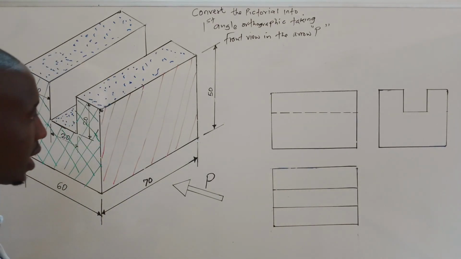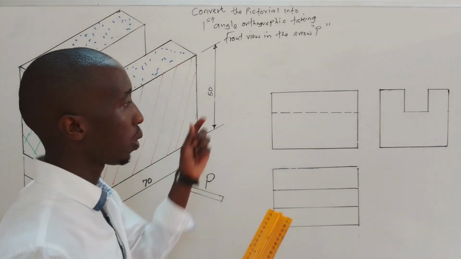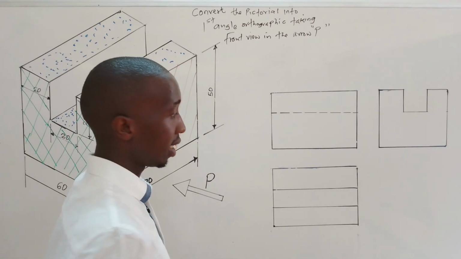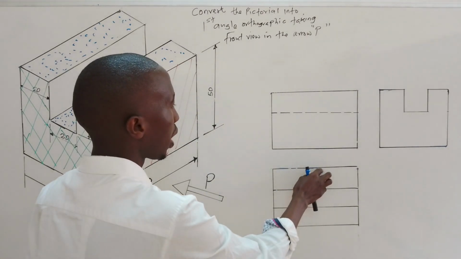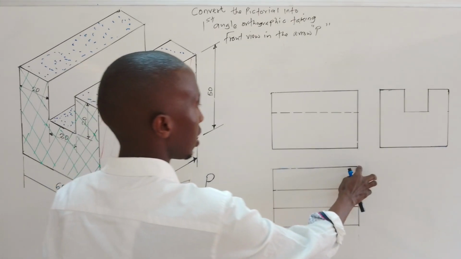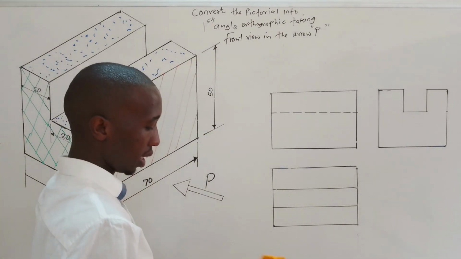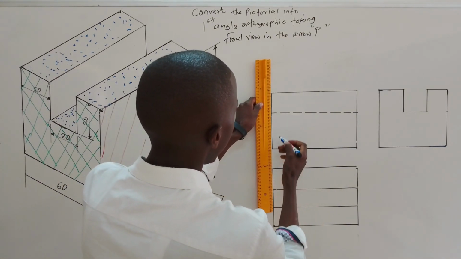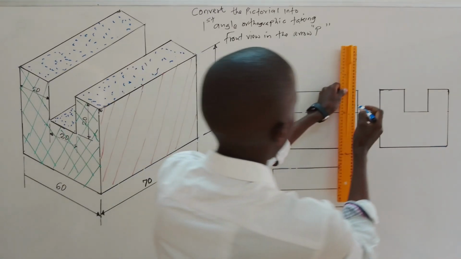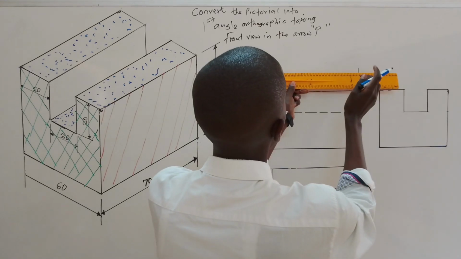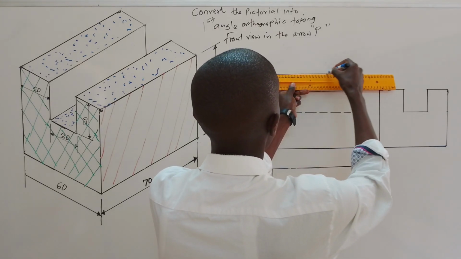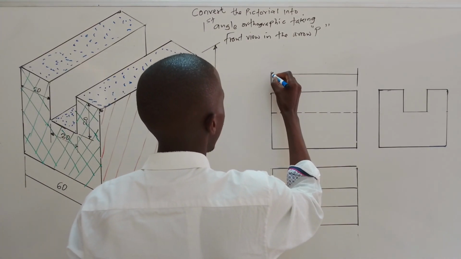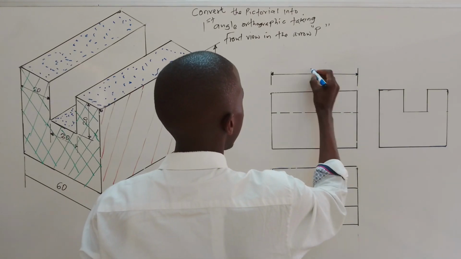Now we can dimension it very fast. Now you realize that in this drawing we have some lines which share the same length. So we will not repeat the dimensions on the same drawings. So we will have this 70. Maybe I will just dimension it here. You will make sure the dimension line is parallel to what you are dimensioning. So that is it, 70.